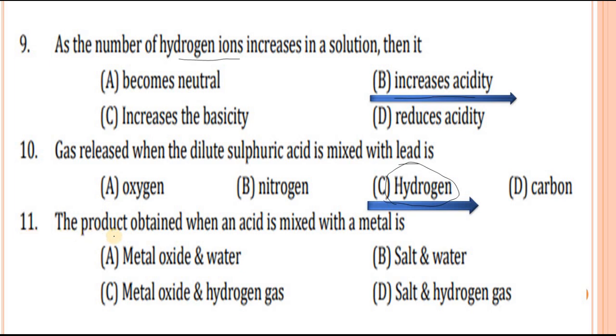Question number 11. The product obtained when acid is mixed with the metal. When metal reacts with the acid, there will be a formation of hydrogen gas. If you see the C option and D option, both have the hydrogen gas. But in C, metal oxide is given, in D, salt is given. When metal reacts with the acid, definitely a salt is formed as well as hydrogen gas is liberated. So D option will be the correct answer.